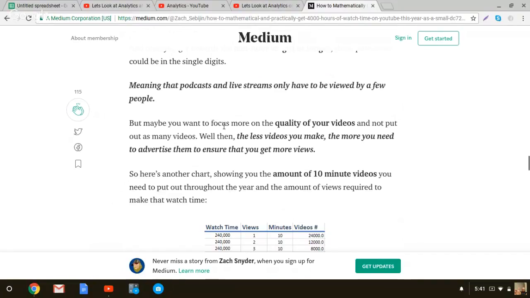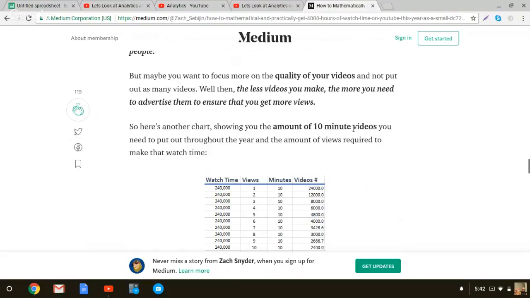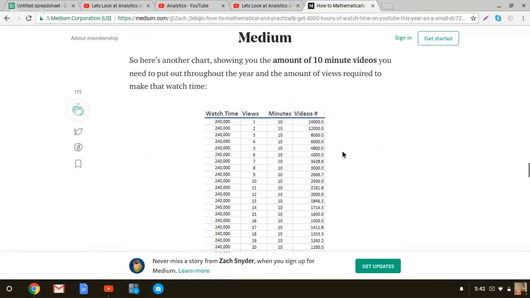But maybe you want to focus more on the quality of your video and not put out as many videos. Well, then the fewer videos you make, the more you need to advertise them to ensure that you get more views. So here's another chart showing you the amount of 10-minute videos you need to put out throughout the year and the amount of views required to make that watch time.